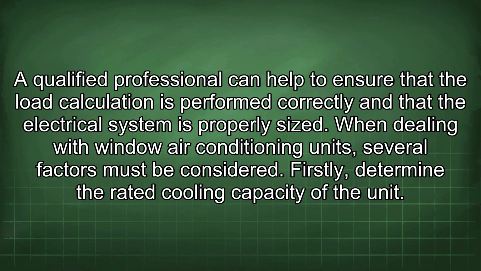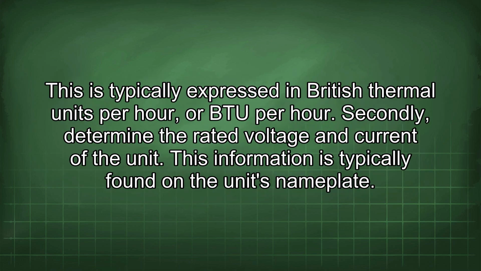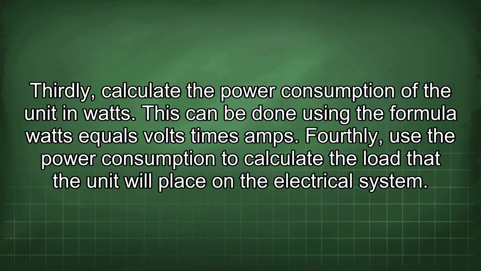Firstly, determine the rated cooling capacity of the unit. This is typically expressed in British thermal units per hour, or BTU per hour. Secondly, determine the rated voltage and current of the unit. This information is typically found on the unit's nameplate. Thirdly, calculate the power consumption of the unit in watts. This can be done using the formula watts equals volts times amps.